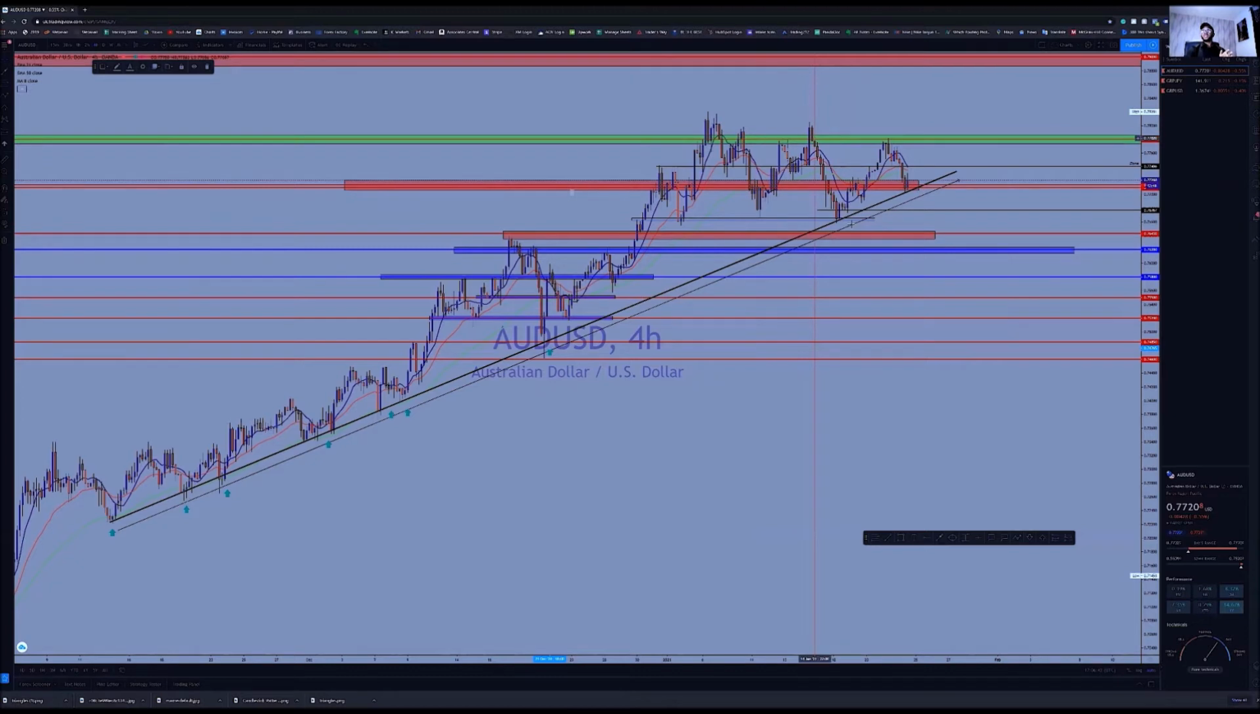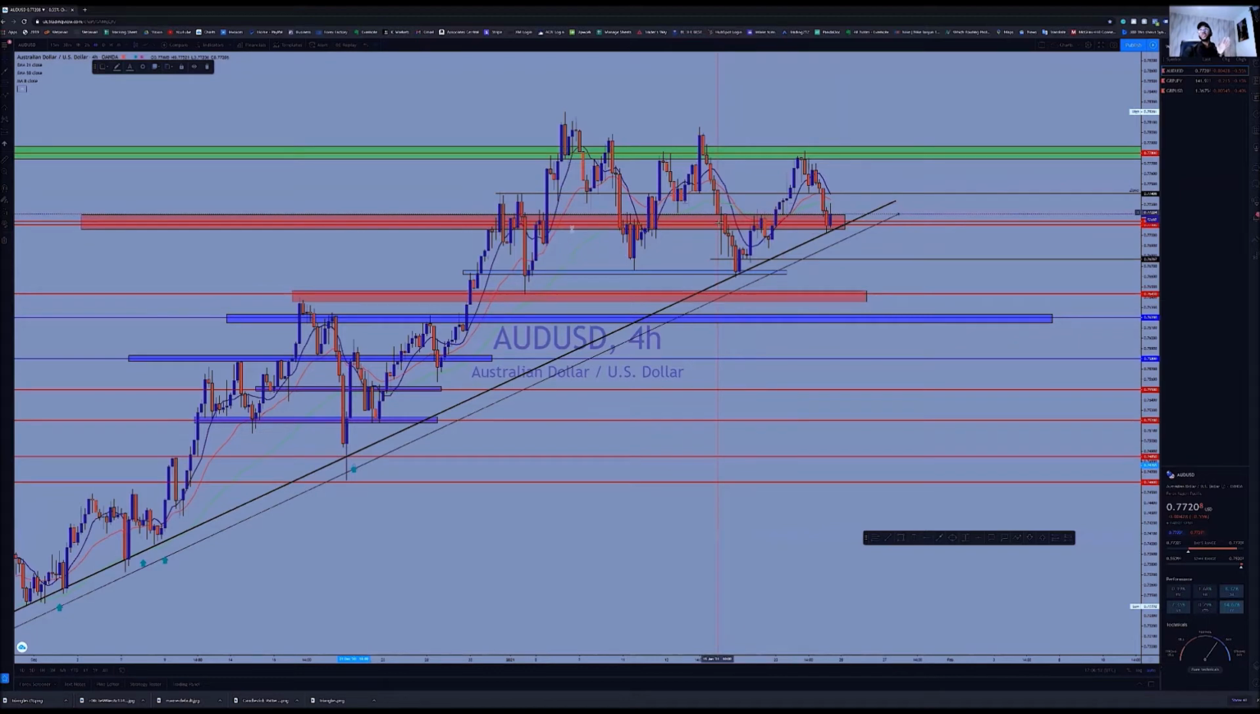I saw price on a pullback. I was watching this zone to see what price was going to do, to go for a long. But we closed with a doji candle on the 4-hour time frame, and I was waiting to get confirmation to go long. I never got my confirmation to go long.